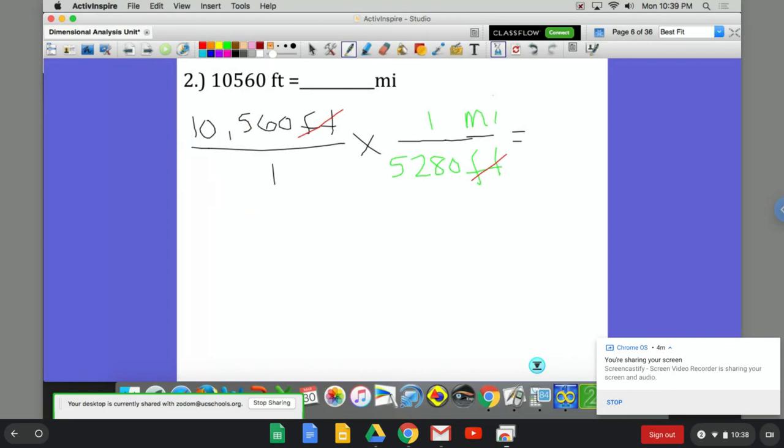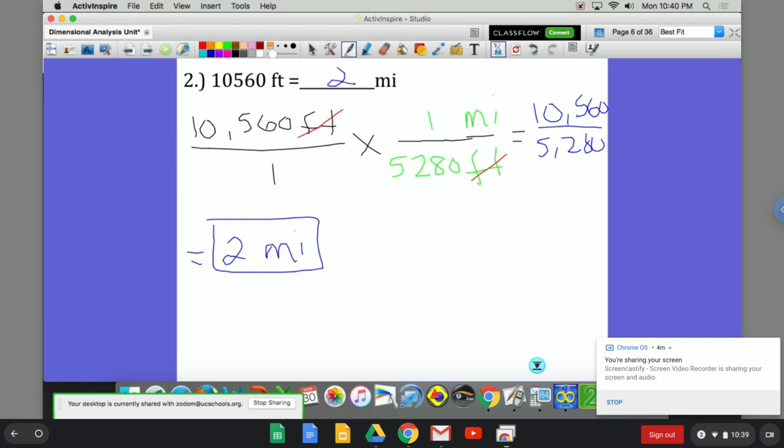And so you're just going to divide 10,560 by 5,280, because if you were to multiply these across, you would get 10,560 over 5,280. And if you were to do that math, I'm going to continue down here, you would get 2. But it's not just 2, it's 2 miles. So that is your answer.